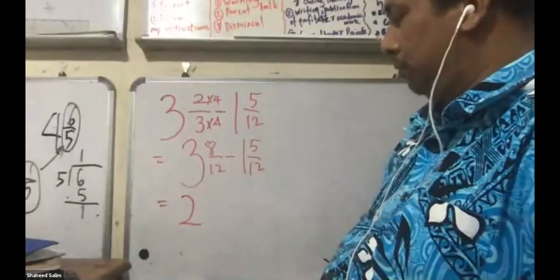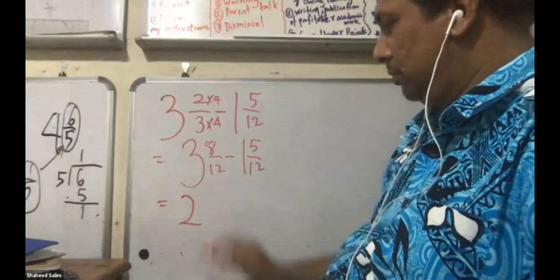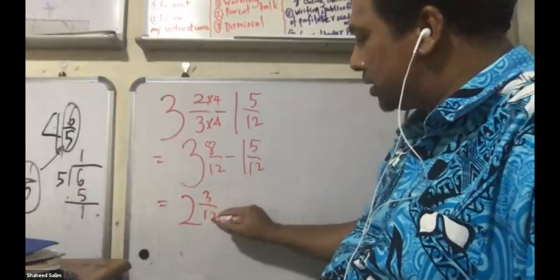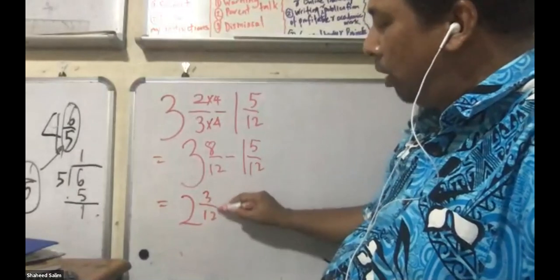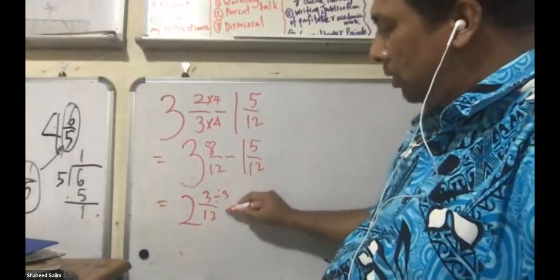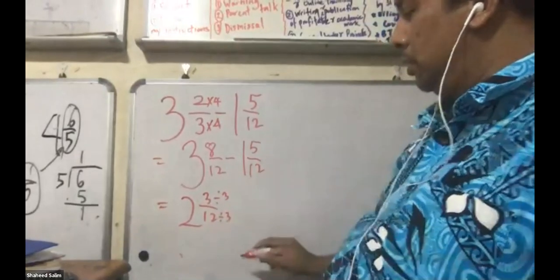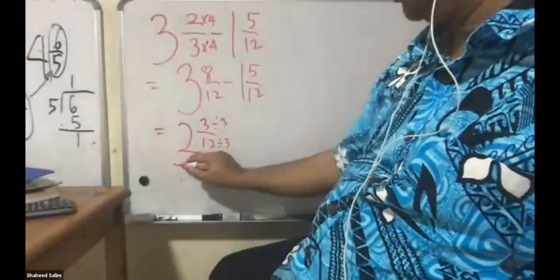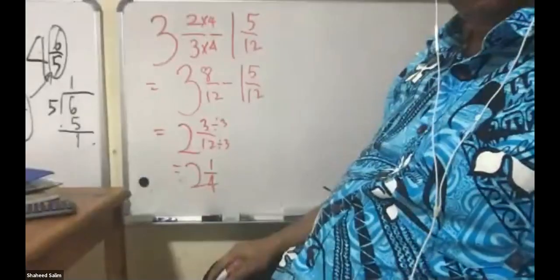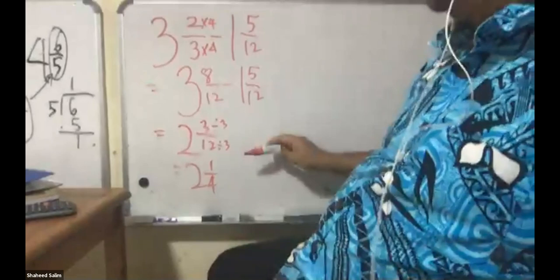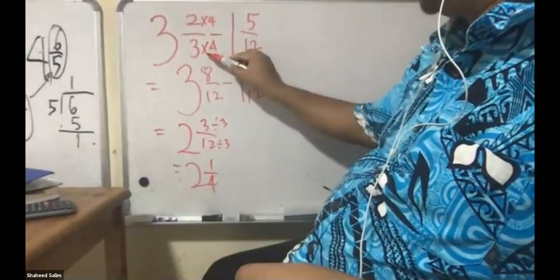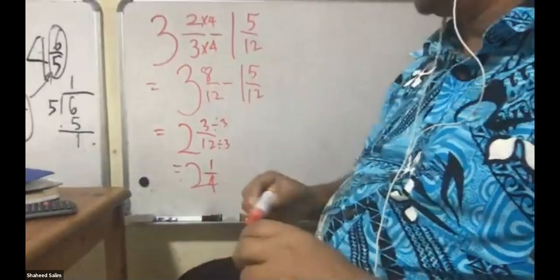8 minus 5, 3. So now down here, you can still bring it to lowest term. Both of them can divide by 3. So you get 3 divided by 3. So you get 2 whole, 1 over 4. Okay? Down here, you just need to change 1. You minus. So it's not so difficult.